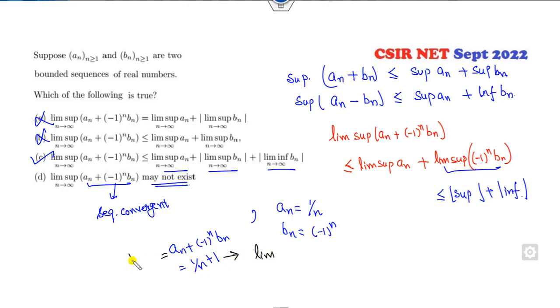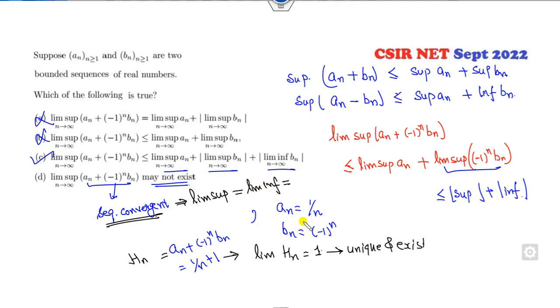If I call this hn, what is the limit of hn? 1, which is unique and exists. So the sequence is convergent. Once the sequence is convergent, then limit supremum is the same as limit infimum, the same as the limit value. But he said may not exist, so that is cancelled out. So the right answer is only C.